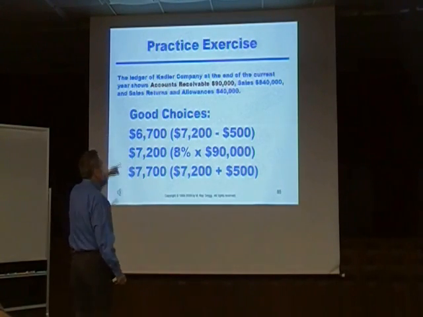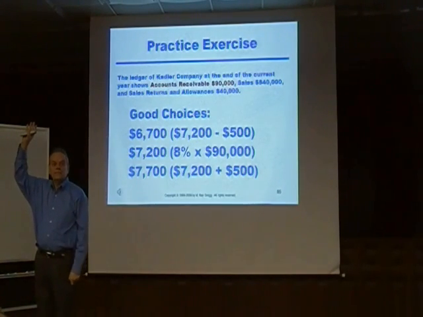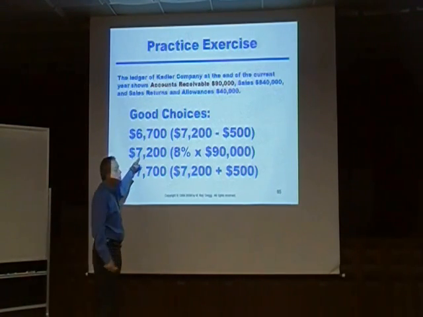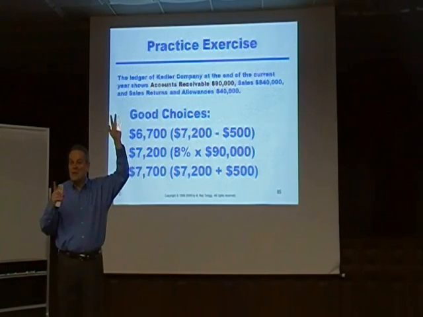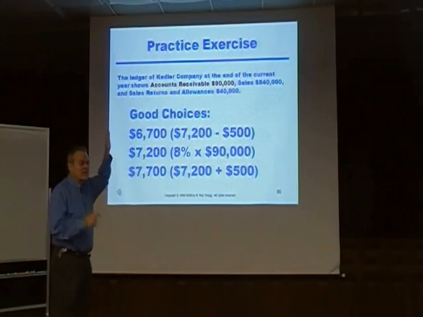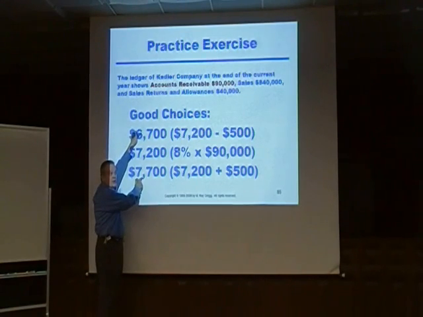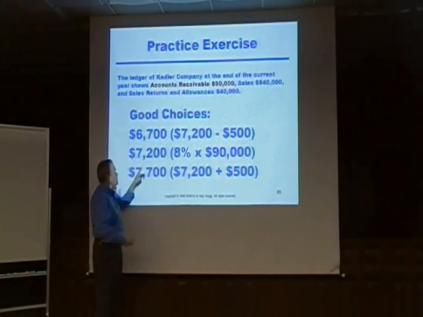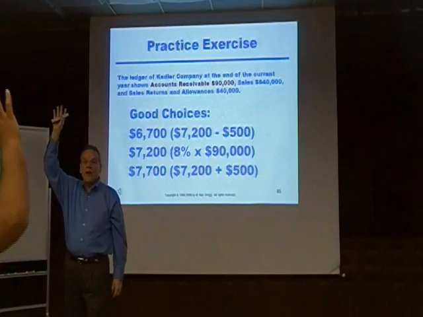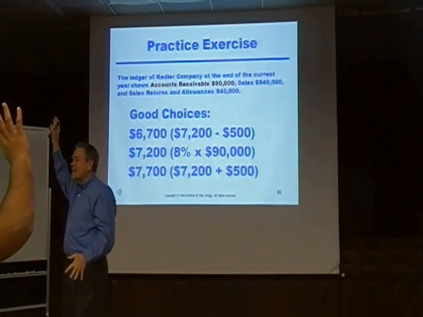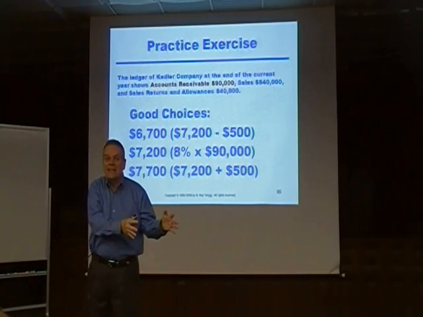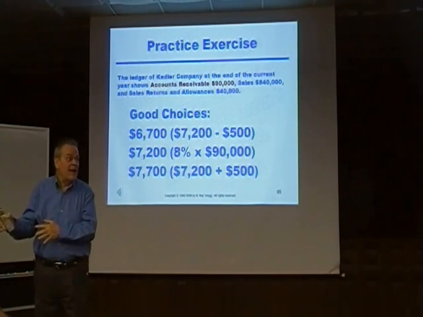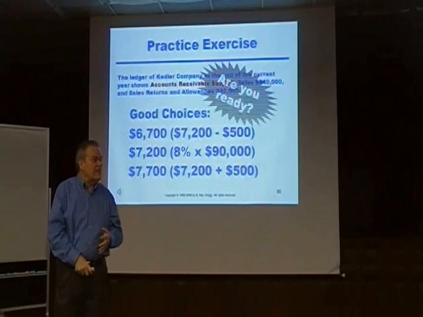If you think the right answer is 6,700, raise your hand. If you think the right answer is 7,200, raise your hand. Good. Not one person picked that. Every person in the room realizes it's one of these two. If you think it's 7,700, raise your hand. Wow, I wish you could stand right here and see that. That's the correct answer. You've gone from a whole bunch of people missing it to a whole bunch of people getting it right. Why is the right answer 7,700?